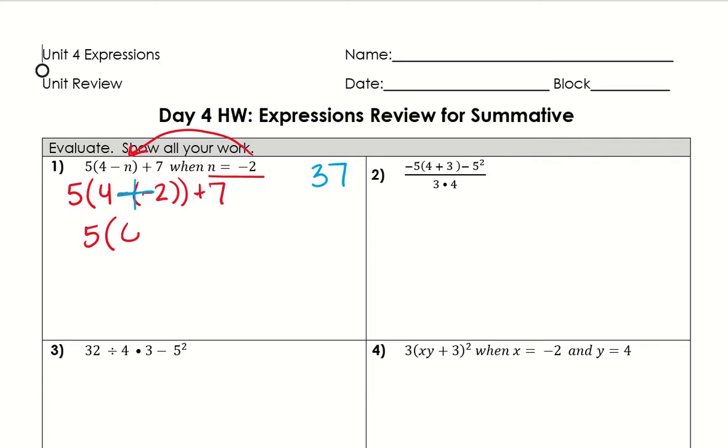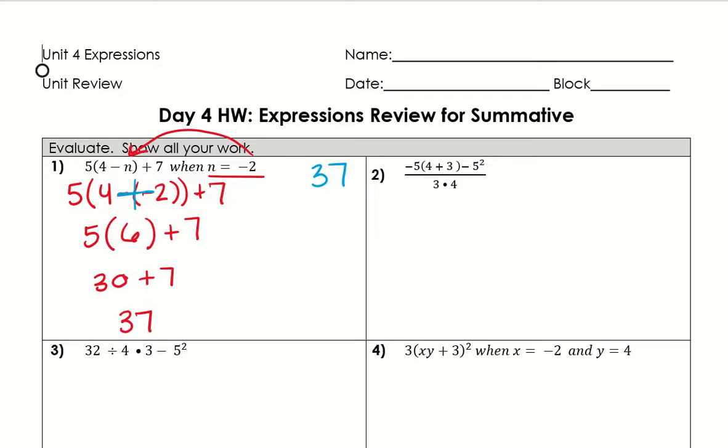4 plus 2 is 6. And now I'm following GEMDAS. I apologize, I didn't say that before. So I did my group first, and now I move on to my multiplication. The 5 times 6 is 30, and finally 30 plus 7 is 37.